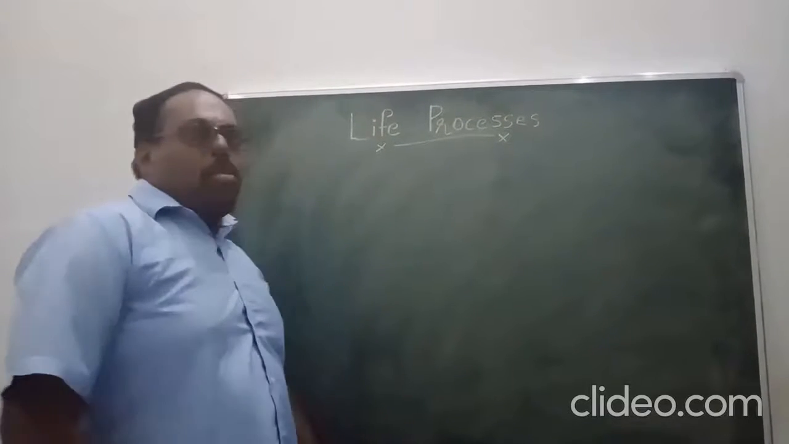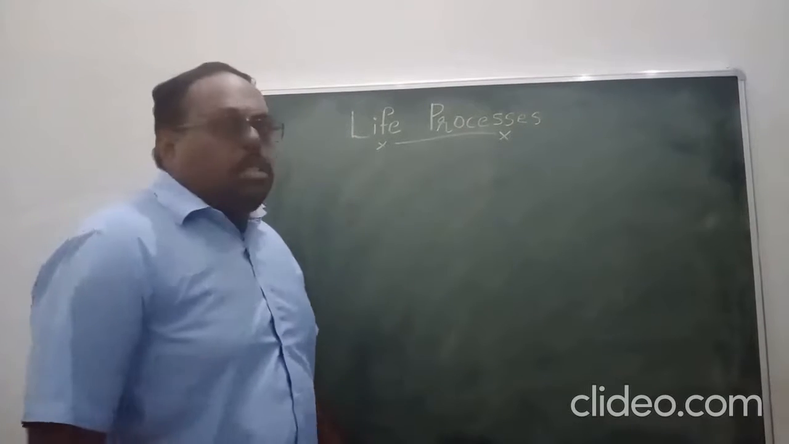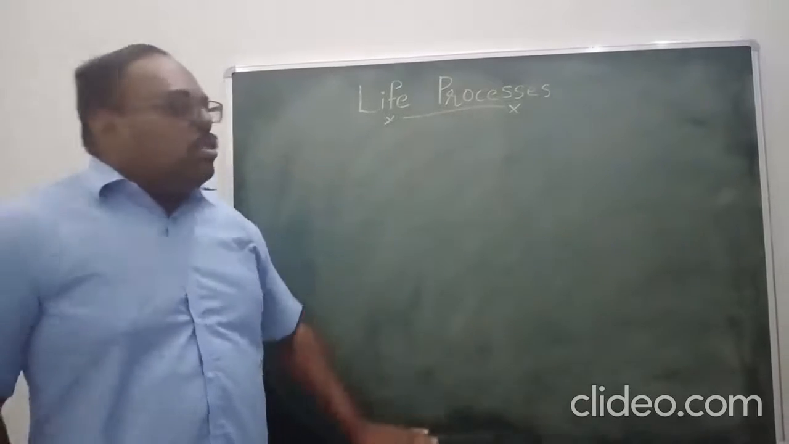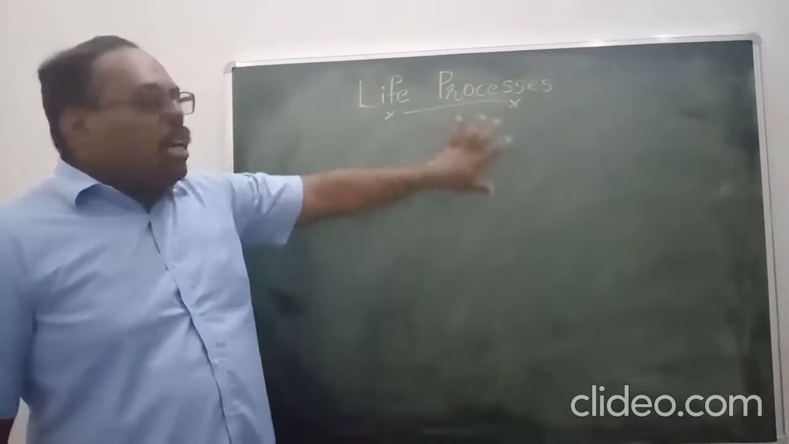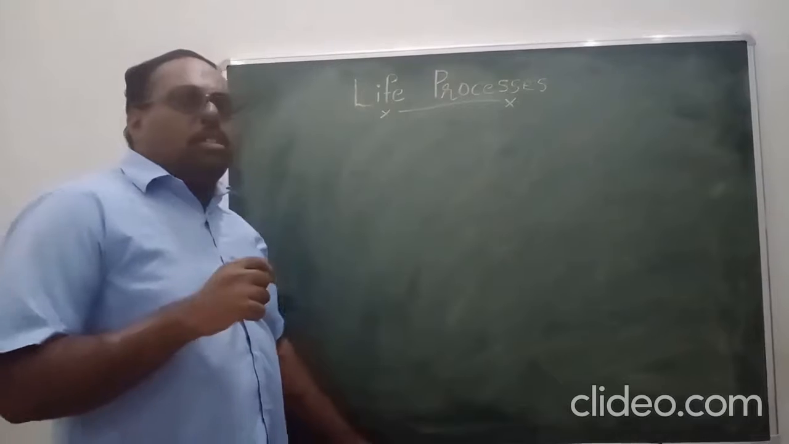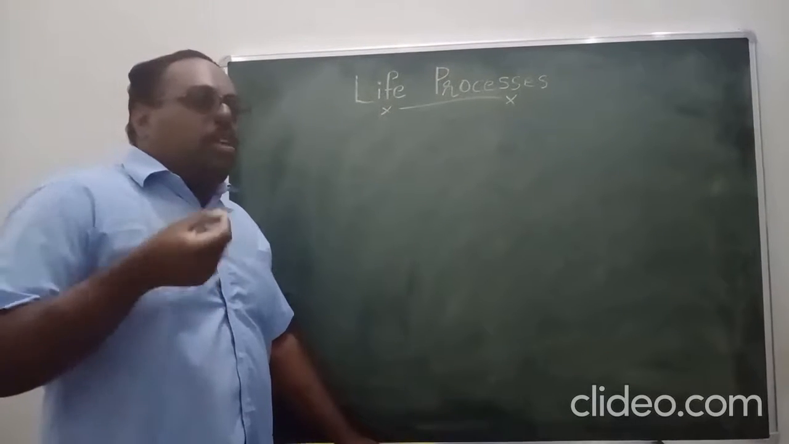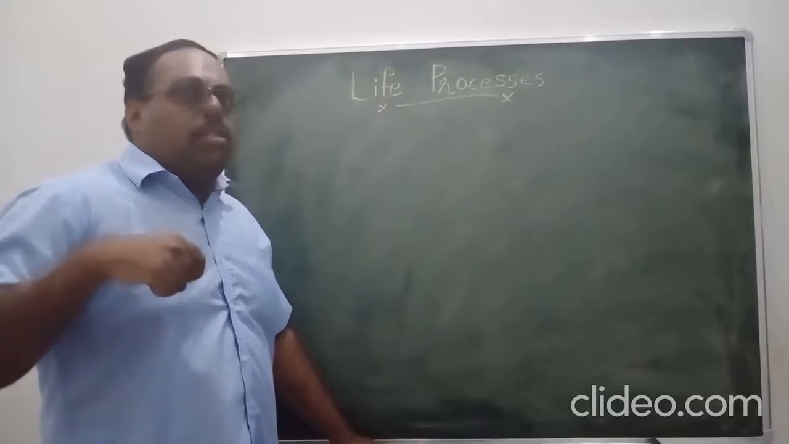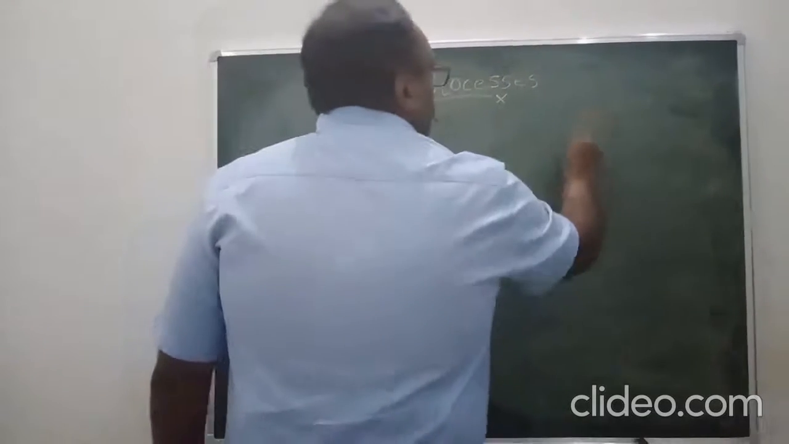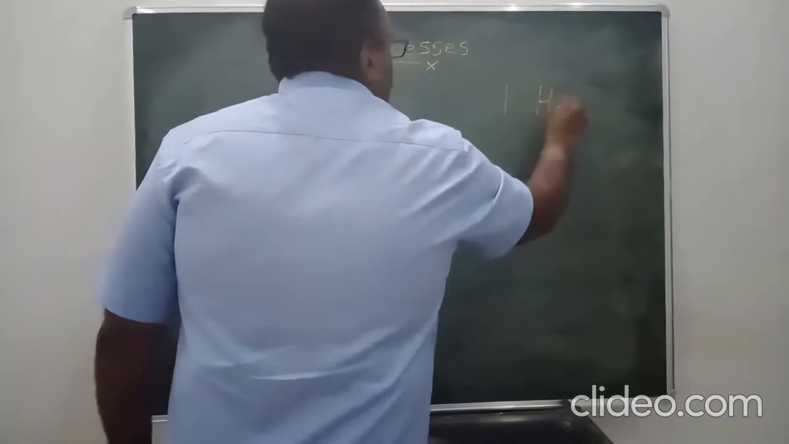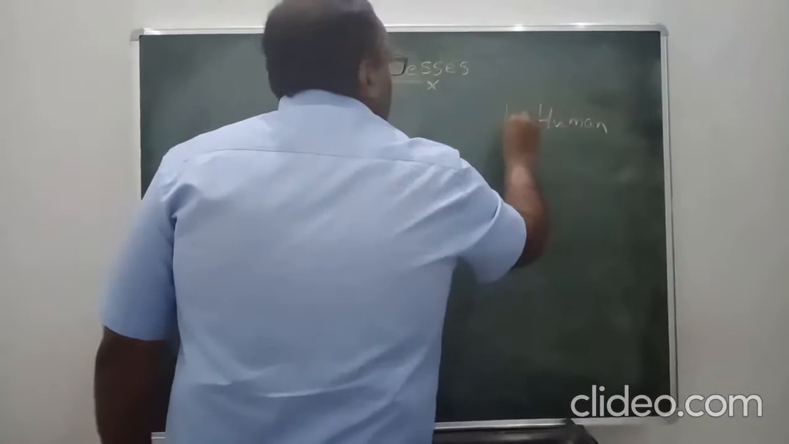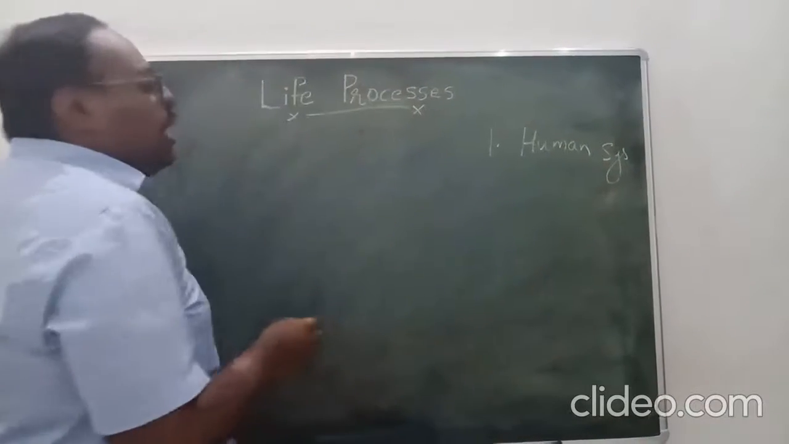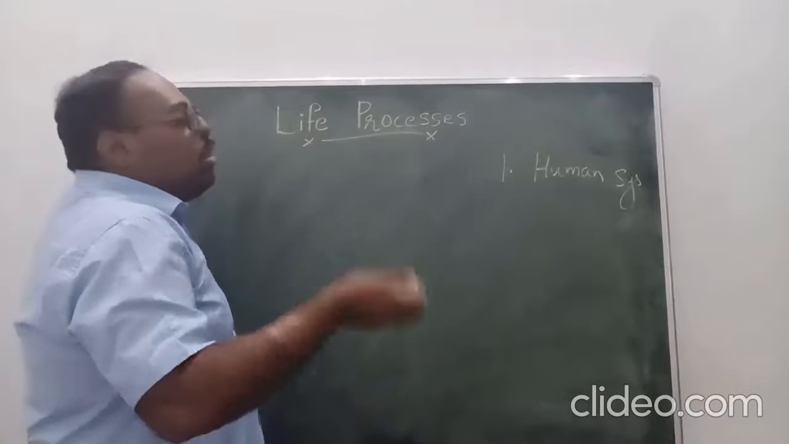Today we are going to discuss a chapter in 10th biology, which we call life processes. That means inside this chapter we have to discuss how the different processes go on inside a living body. For example, we have to discuss the human system, that is the mammalian system, in detail: all the systems, excretory system, digestive system, respiratory system, and what their functions are.